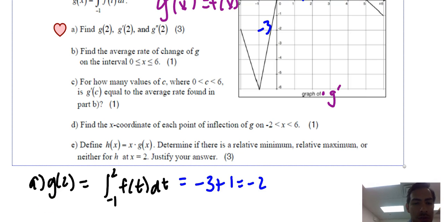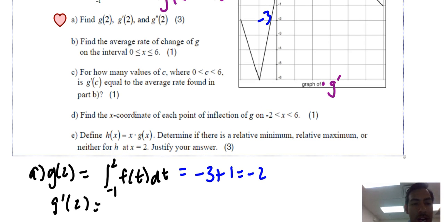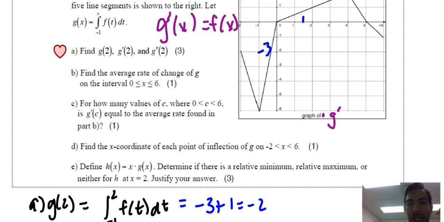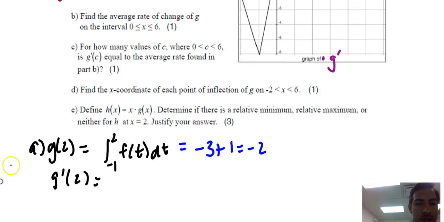For g prime of 2, well, g prime of 2 is going to be equal to, let me scroll down here. Okay, g prime of 2 is going to be equal to, oh, great. I just need to find the actual y value on g prime. And g prime of 2 is going to be right here, and it's a y value of 1. So g prime of 2 is 1.